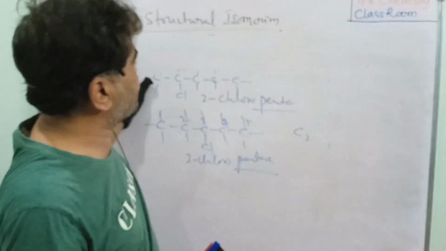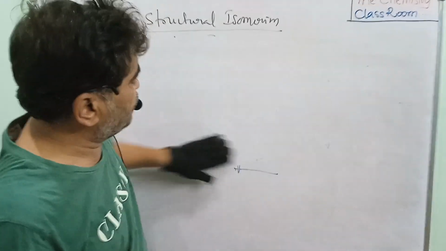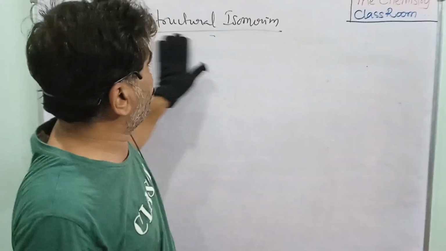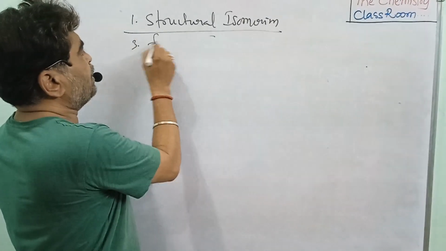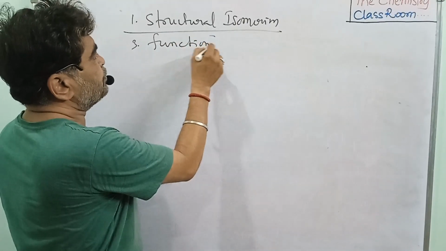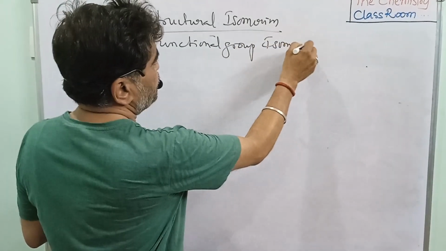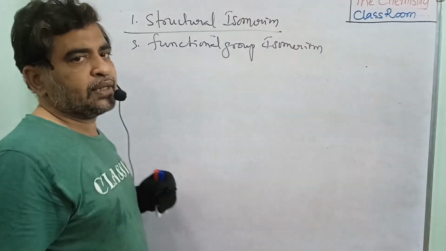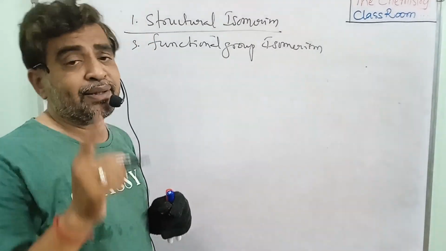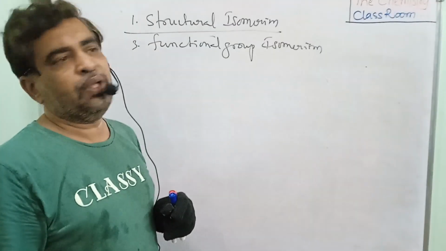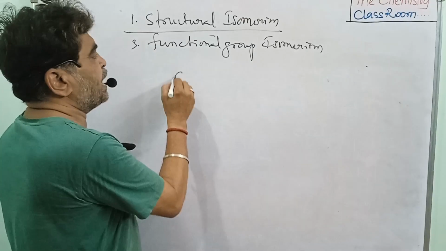And the third one we discuss is called functional group isomerism. So what is functional group isomerism? Now we discuss one by one. So what is the third one? It is functional group isomerism. In this isomerism, the molecular formula is the same, but they differ in the functional group. So how do they differ? They differ in the functional group. For that I am giving one example.